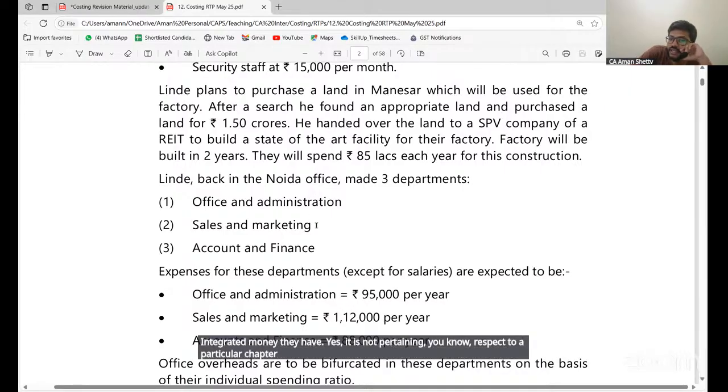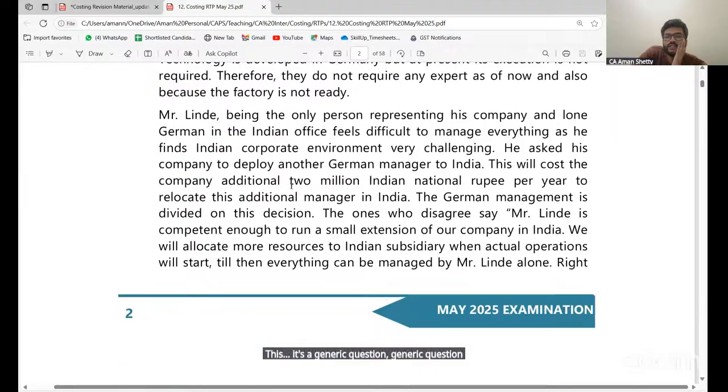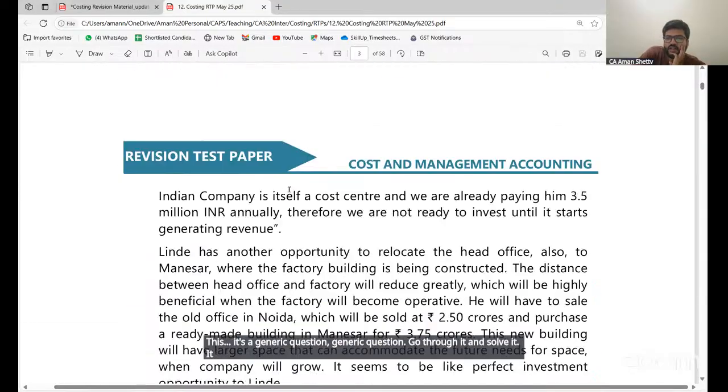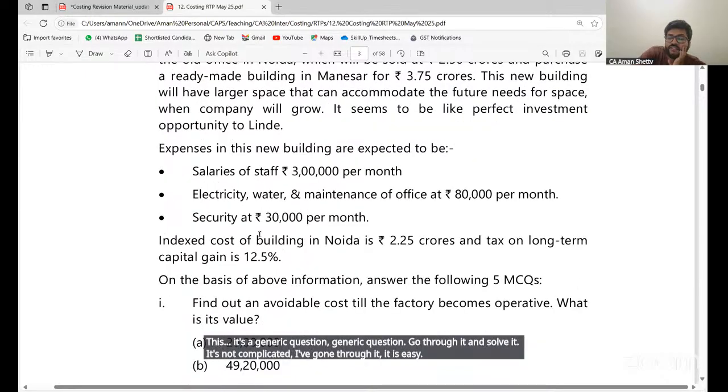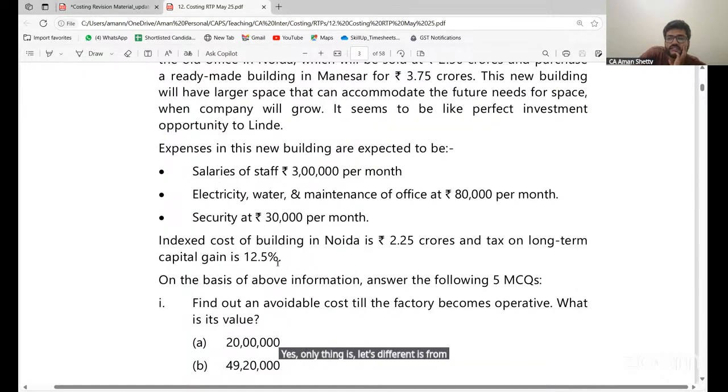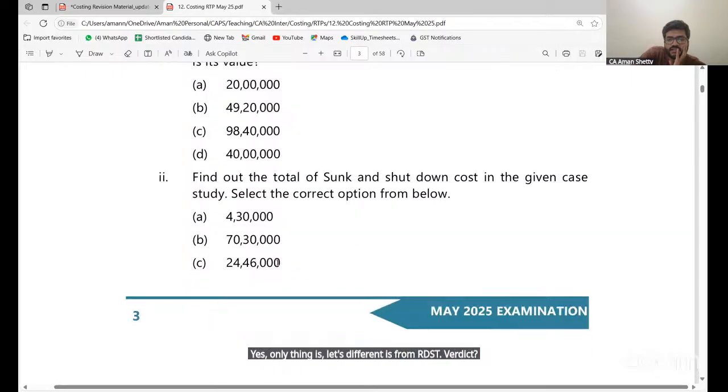Is it understood by you? Yes, it's a generic question. Generic question. Go through it and solve it. It's not complicated. I've gone through it. It is easy. Understood? Only thing is that it is different, so just do it. Got it? Yes.